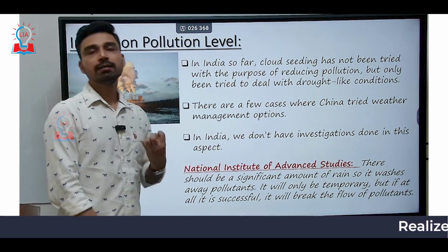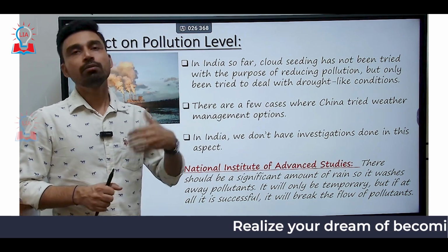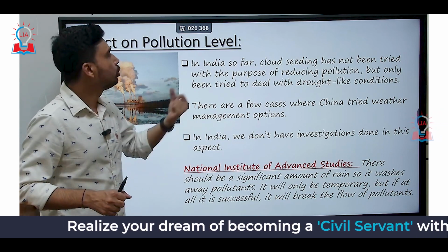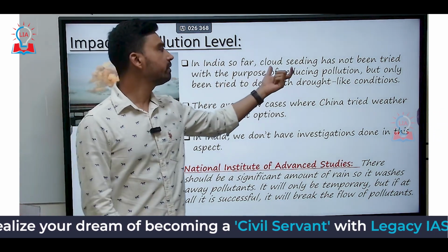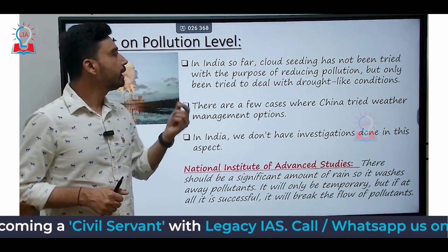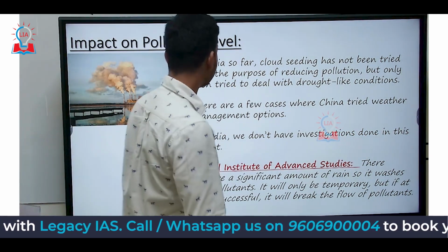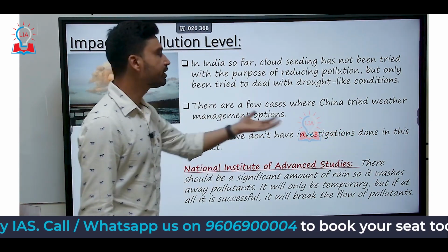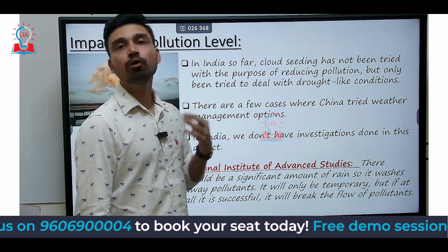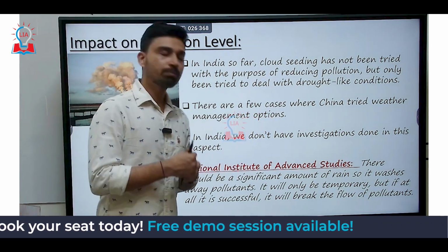Now the question comes: can cloud seeding and the resultant rainfall have a good impact on the pollution level? So in India, so far, cloud seeding, as we have discussed, has not been tried with the purpose of reducing pollution, but only to deal with drought-like conditions. And there are a few cases where China tried weather management options. In India, we don't have investigation that is done in this aspect. So whether this will be successful or unsuccessful, we do not have any previous data. So we'll have to totally depend on seeing the result from this particular experiment.